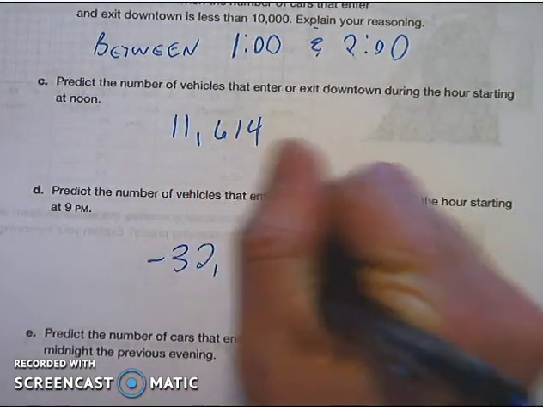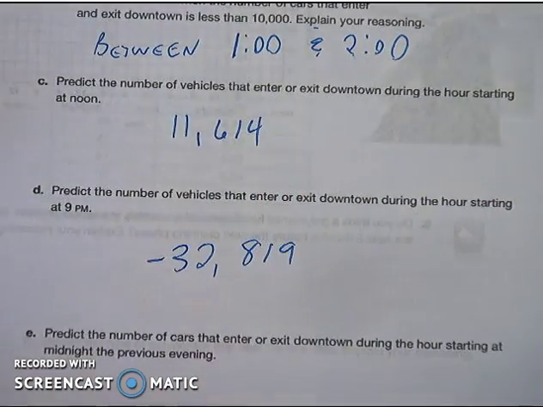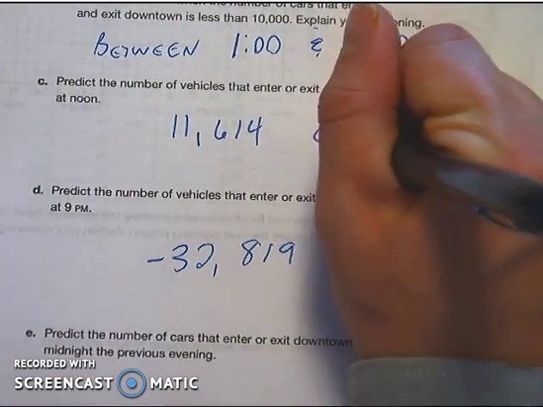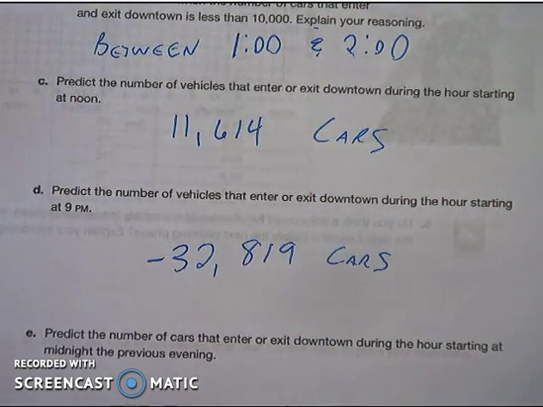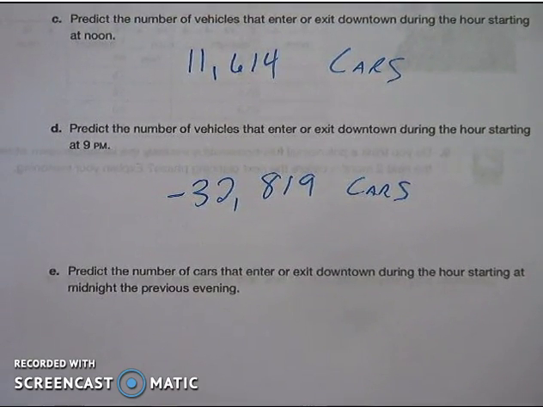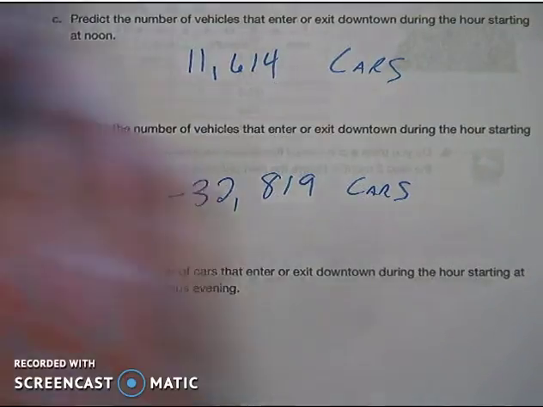Well, let's write it down. Negative 32,819 cars. Don't forget your units on these. Well, that doesn't make a lot of sense yet. And I don't even know what a negative car looks like, but we'll talk about that in a second. Let's do part E real quick. Predict the number of cars that enter or exit downtown during the hours starting at midnight the previous evening.